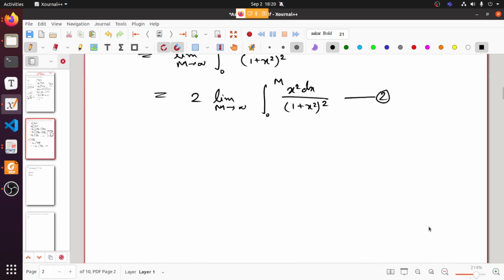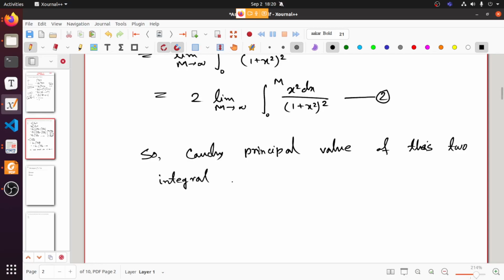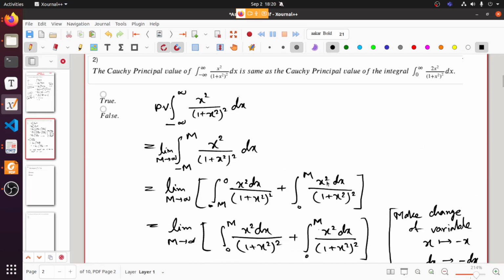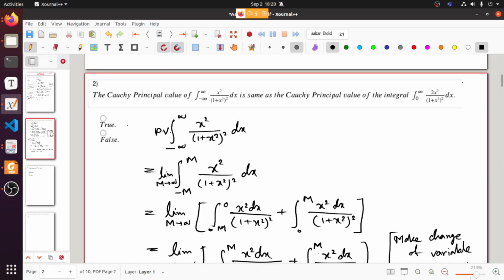So the Cauchy principal value of these two integrals are the same. So you get the Cauchy principal value of these two integrals the same, right? So which option will be correct? It will be true, right?